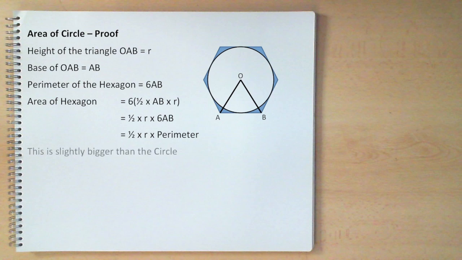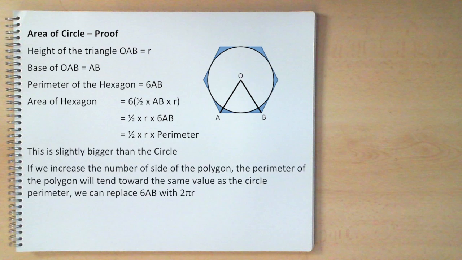Now you can see that the hexagon, the area, is slightly larger than the area of the circle. And can you also see that if we increase the number of sides of the polygon, we'll still be able to work out the area of the polygon in the same way, which is by dividing it up into a large number of triangles, ever larger number of triangles. But as we increase the number of sides on the polygon, the area of the polygon will get closer and closer to being the same area as the circle. And if we increase it to have an infinite number of sides, we would say that it's going to be exactly the same as the area of the circle.